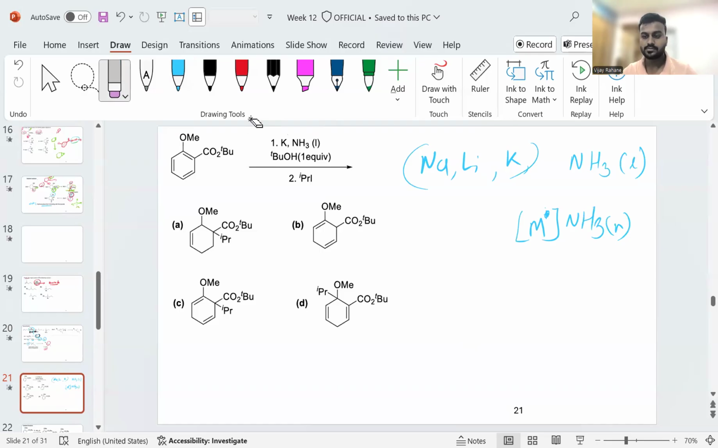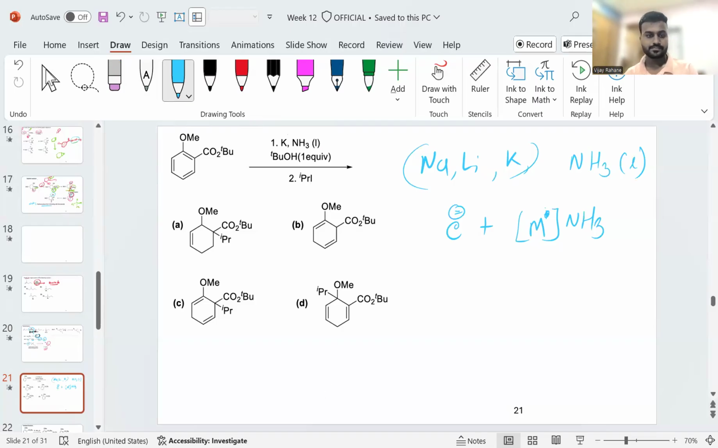N stands for, so there is not only a single NH3 molecule. Obviously they will be all around. The NH3 will stabilize this M radical and one electron. So this one electron attacks the aromatic ring. So in this case, what will be the product in this reaction?